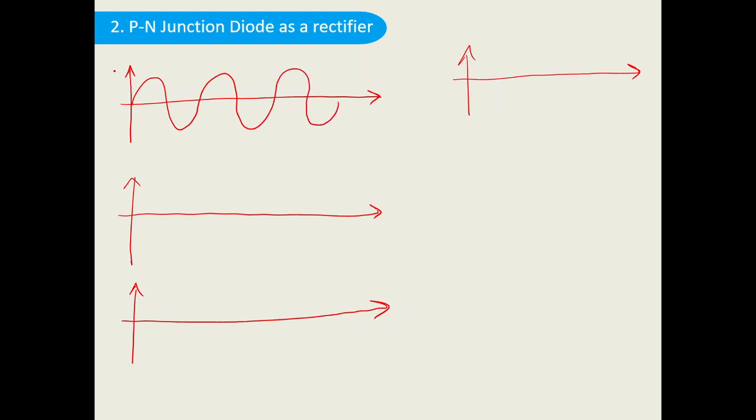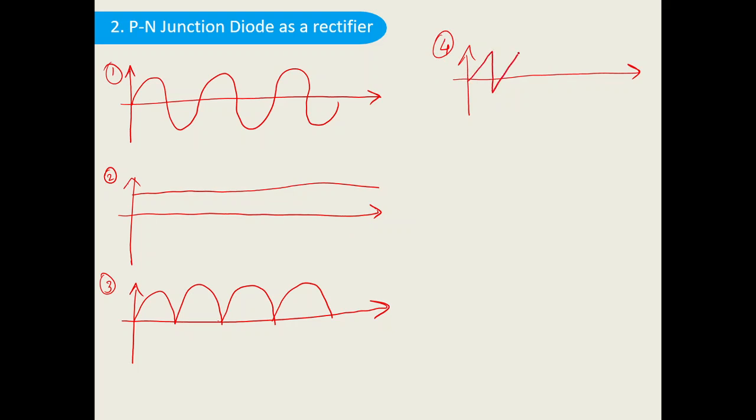This is wave number one. Wave number two is like this. Wave number three is like this. And wave number four is like this. So which of the following is AC and which is DC? This we have to note.